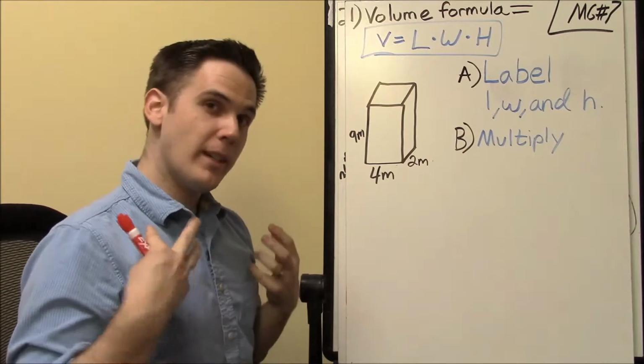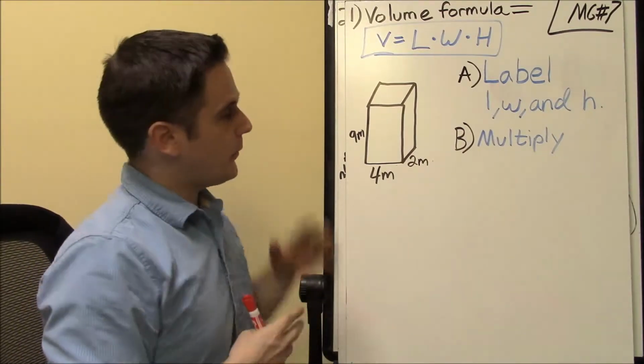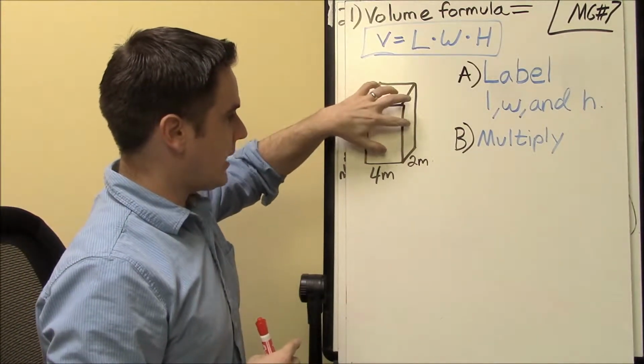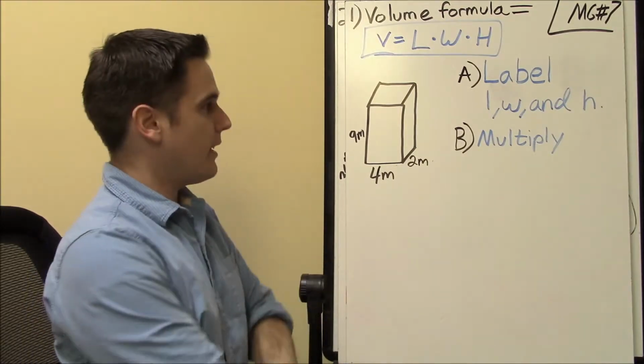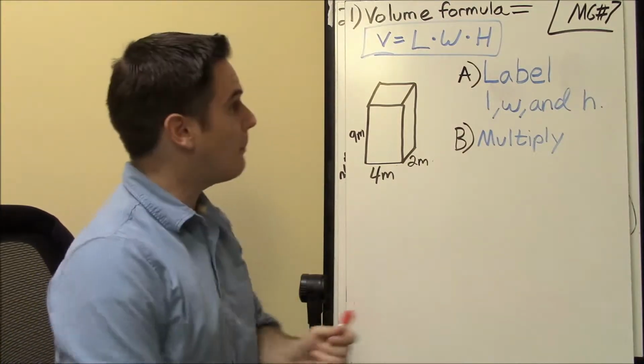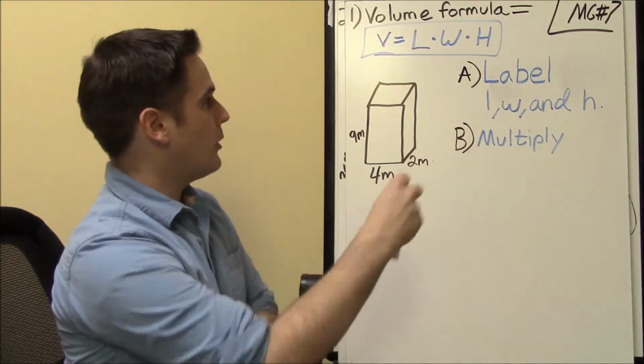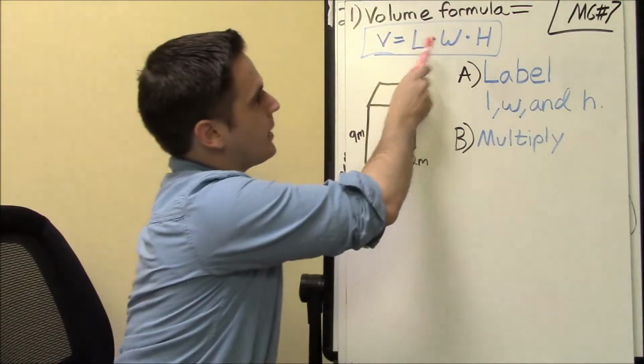Volume. Volume is when we got a three-dimensional shape. So first we're going to do a three-dimensional shape of a rectangle or square. Same idea. Think of a box. When you got a box and you define its volume, the formula is length times width times height.